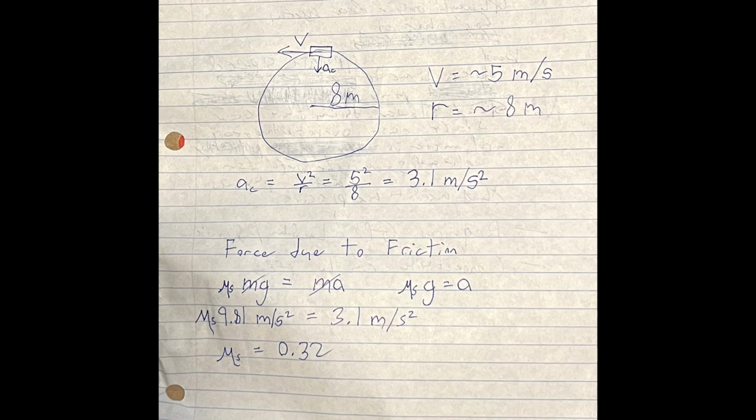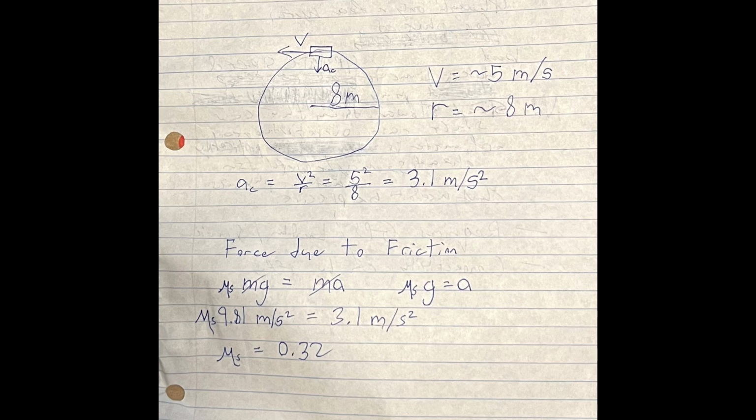So, to find centripetal acceleration, we take our velocity squared and divide it by our radius. In this case, we had a velocity of 5 meters per second and a radius of 8 meters. 5 squared over 8 gave us a final acceleration inwards of 3.1 meters per second squared.